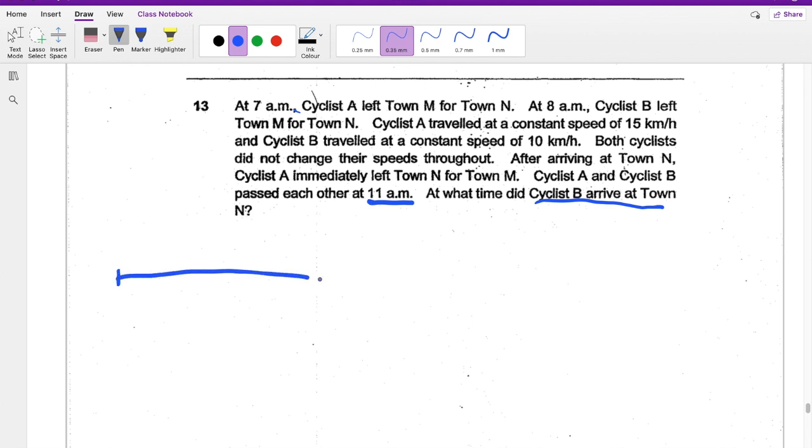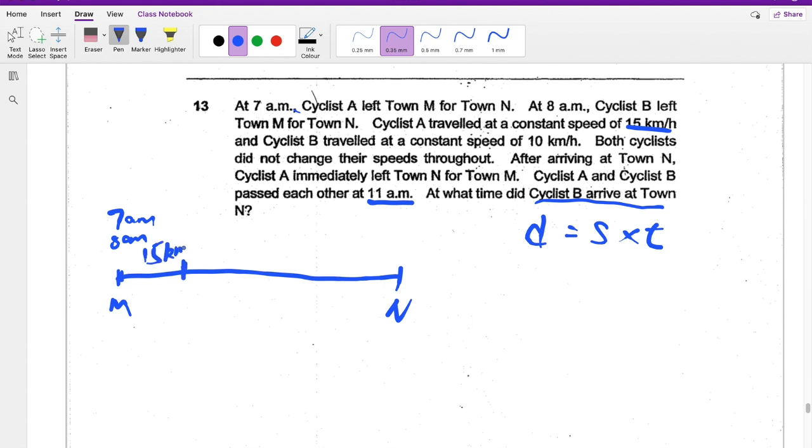Okay, let's see this kind of question. For this kind of question, what we have in mind is distance, speed, and time, right? So the distance equals speed times time. So at 7 a.m., A left M to N. Then at 8 a.m., B went from M to N. So when B starts from here, where is A? Well, A has already traveled for 1 hour. If A is 15 km per hour, then A is here, which is 15 km from M. So A travels at 15, while B travels at 10.